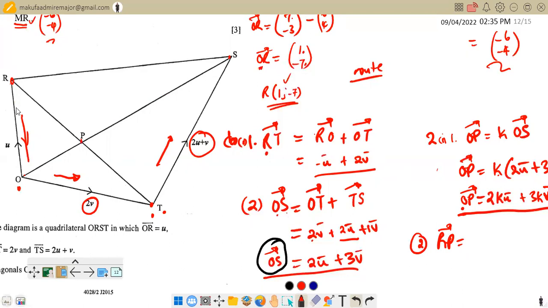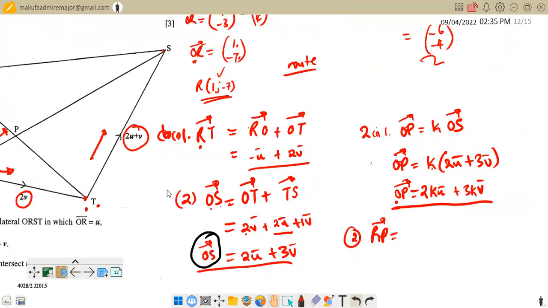So I'm going to use this route because I need to involve OP in this route. Remember, I'm given OP. So this is what I'm going to do: from R to O, then from O to P, because I now have this OP. So that's the route that you're going to take, RO plus OP.